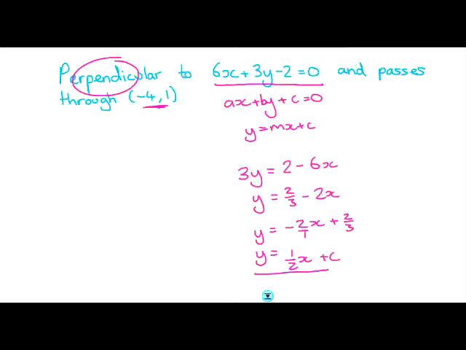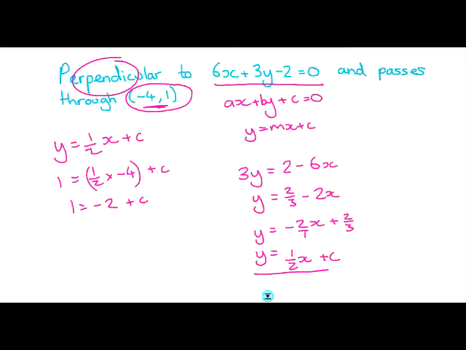So there it is. But now we've got to use this to make sure it goes through this point. So I'll just rewrite what I've got there. And we're trying to find c. So 1 is a half of minus 4 plus c. We don't know what that is yet. So that's minus 2, because half of 4 is 2. Add 2 to both sides, and we get this. So the perpendicular graph to this, and that passes through this coordinate, is y equals a half x plus 3.